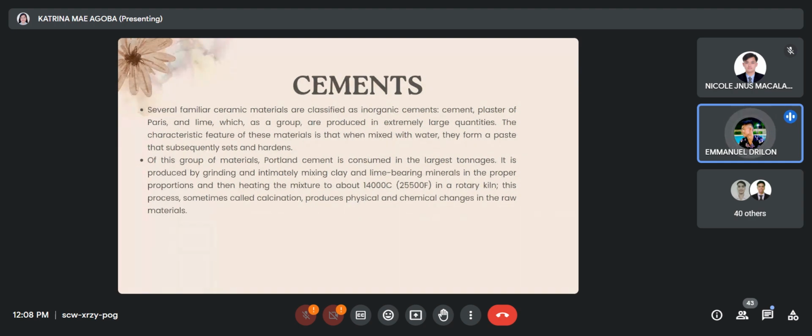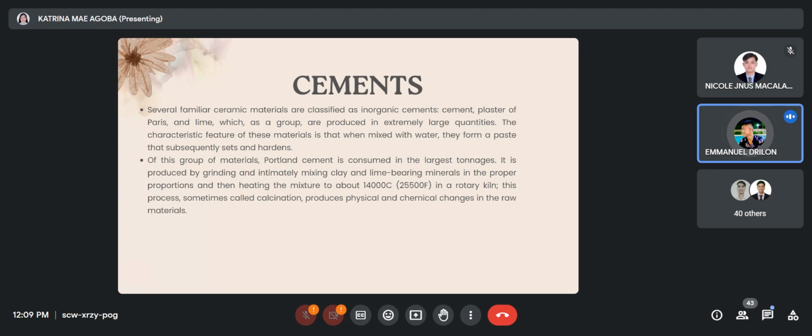It is produced by grinding and intimately mixing clay and lime-bearing minerals in the proper proportions and then heating the mixture to about 1400 degrees Celsius or 2550 Fahrenheit in a rotary kiln. This process, sometimes called calcination, produces physical and chemical changes in the raw materials.